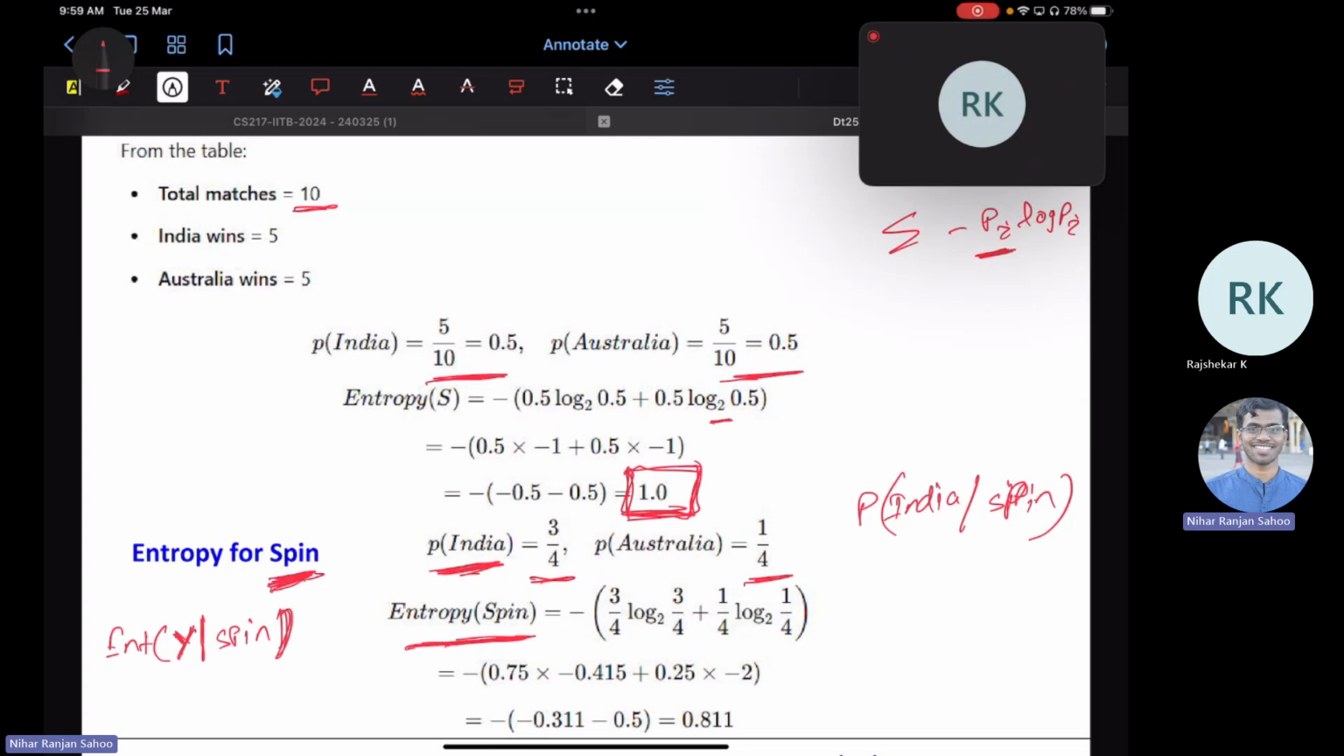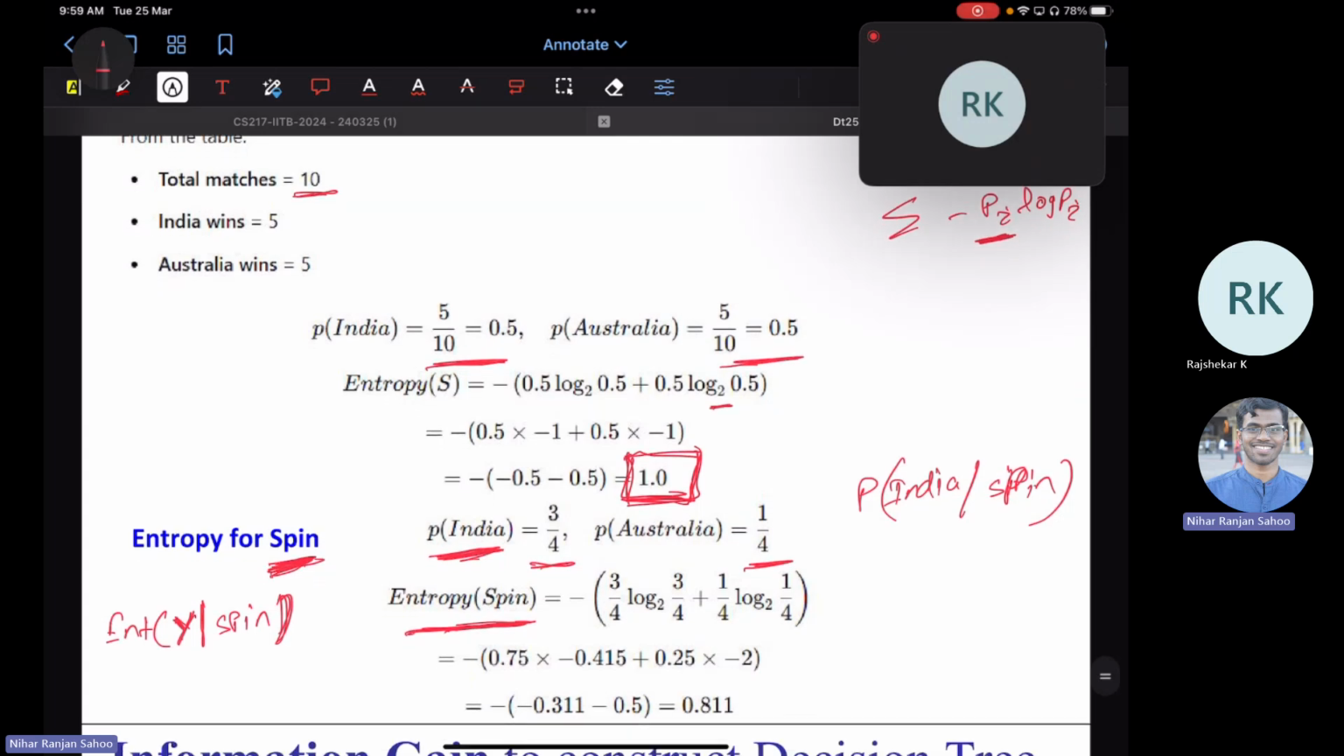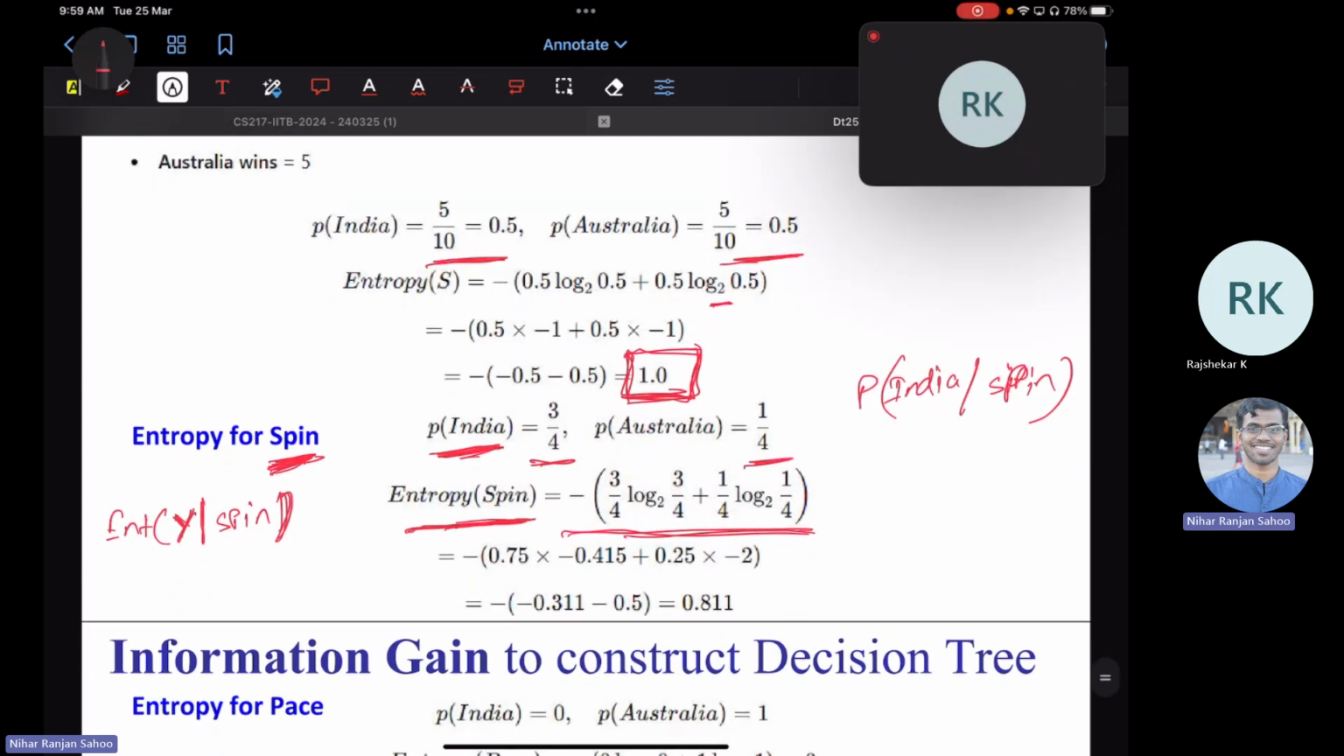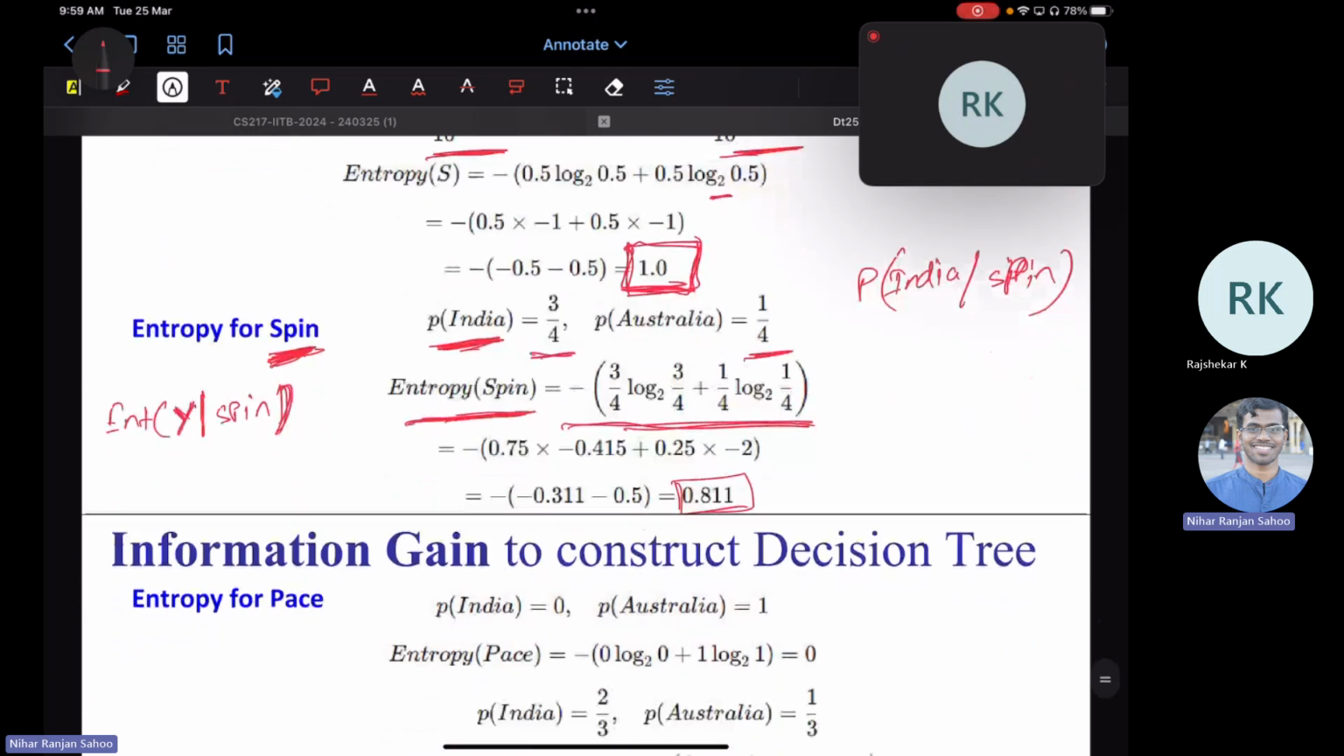This is for just one category of the pitch type, right? So again, this is the simple entropy computation, summation of minus pi log pi. I've done the calculation, you can check later. So this is 0.81 for the spin friendly pitch.